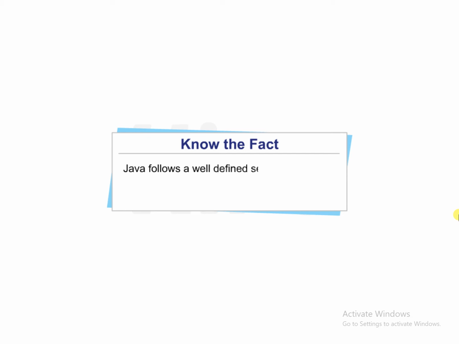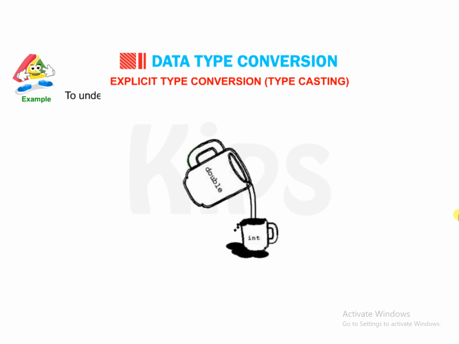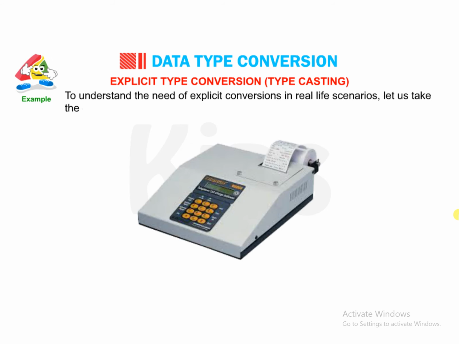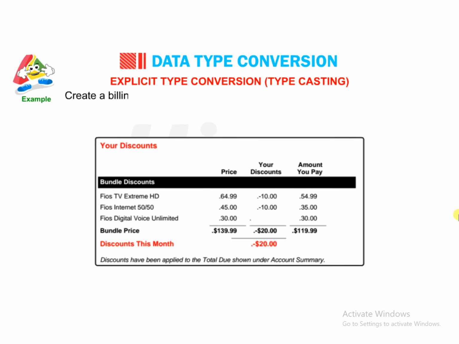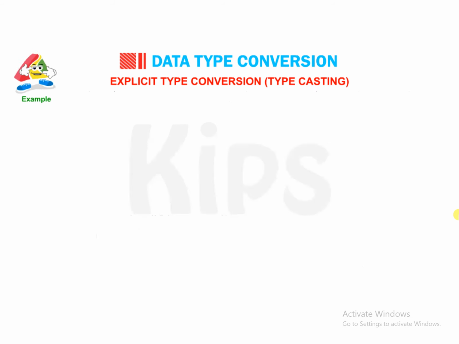Java follows a well-defined set of precedence rules that governs the order in which operators will be evaluated in an expression. For example, to understand the need of explicit conversions in real-life scenarios, let us take an example of a billing machine at a grocery shop. Create a billing program which may return a fractional value after adding taxes and deducting applicable discounts.